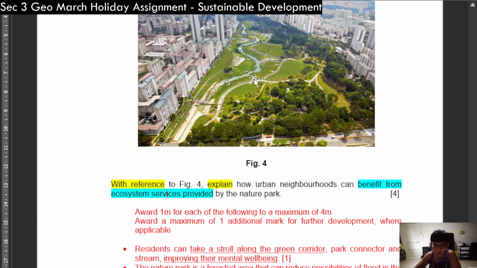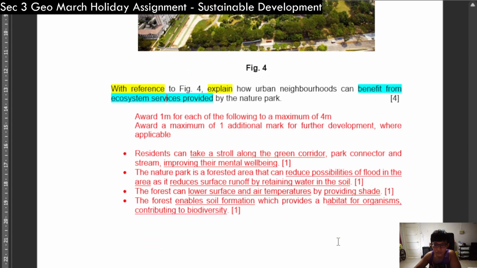So you see all these walkways, they can follow along it, they can stroll, they can jog, and so on. So the residents can take a stroll along the green corridor, the park connector and the stream, which improves their mental well-being. So there's actually the cultural aspect of the ecosystem services over here. It improves their mental well-being.